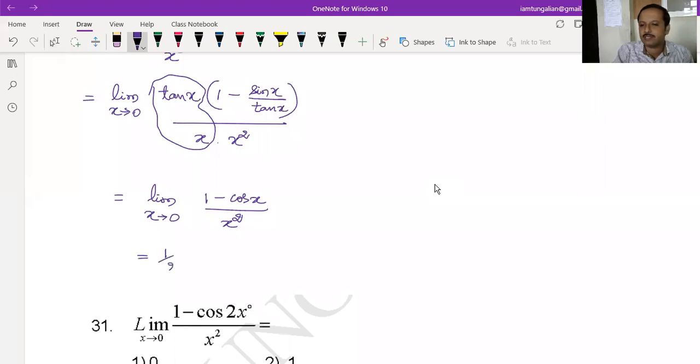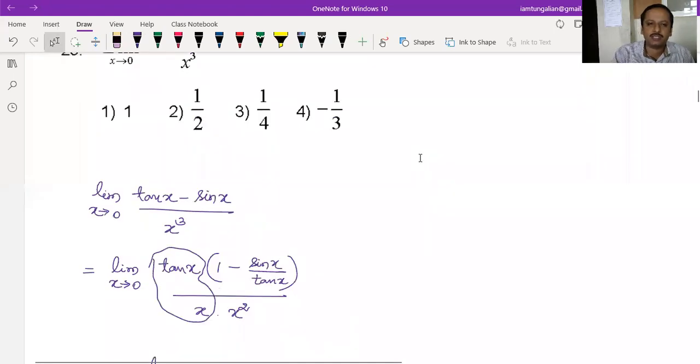Already I told you in the previous problem. If you want, you can use L'Hospital's rule. Within one step, you'll get the answer after this. Okay, so the answer is 1 by 2, which is the second option.